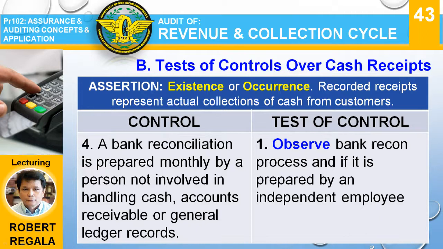Slide 43. The fourth control is described as a bank reconciliation is prepared monthly by a person not involved in handling cash, accounts receivable, or general ledger records. The reconciler should receive an open bank statement and maintain control over it until the reconciliation is completed. To test this control over the assertions, the auditor observes the bank reconciliation process and checks if the bank reconciliation has been prepared by an independent employee.